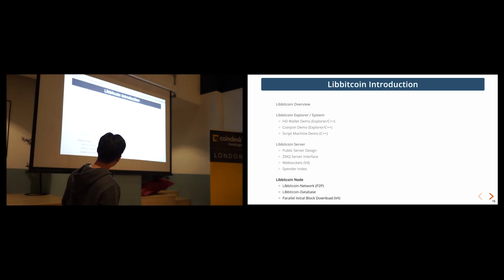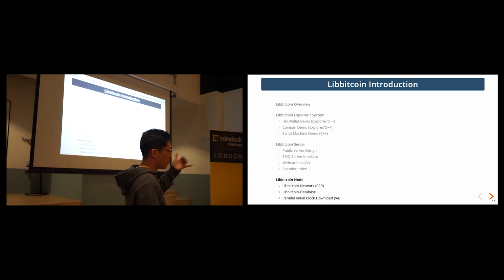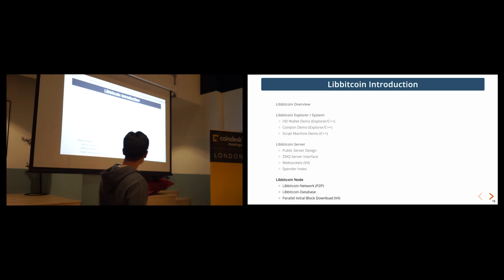The next part is about the node. So that's where the validation is happening. The server just sits on top of it and provides the interface for the client. But the node is where the Libbitcoin team is doing a lot of optimizations to make validation faster, cheaper, and really help push validation to the edge of the network.